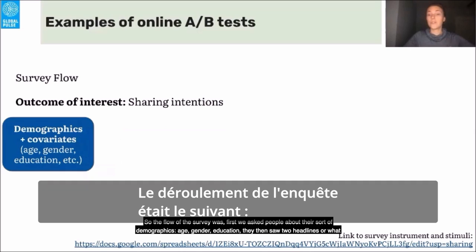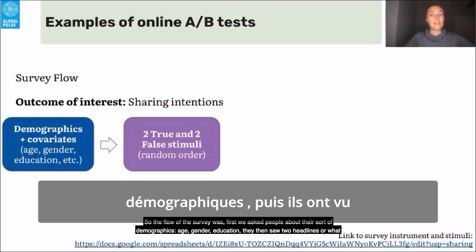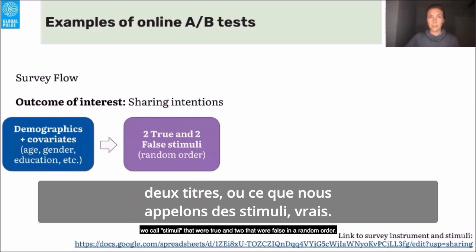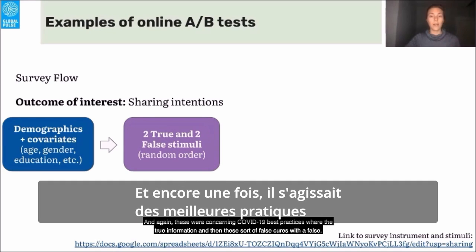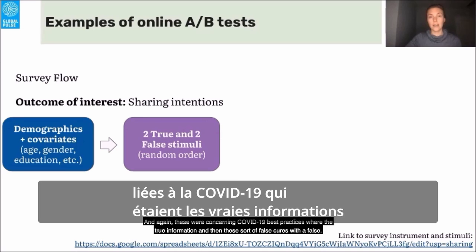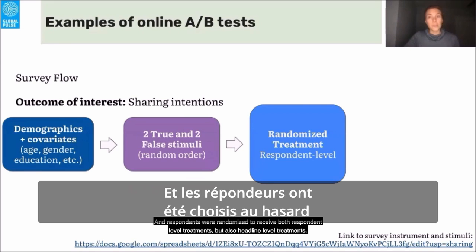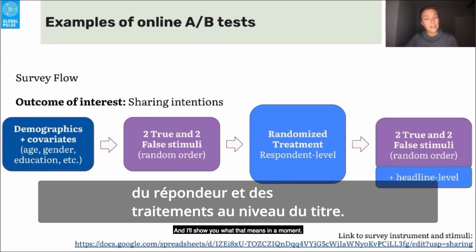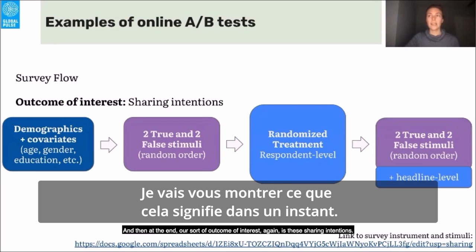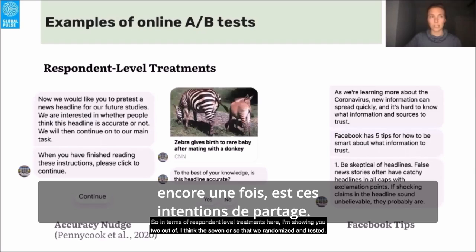So the flow of the survey was, first we asked people about their sort of demographics, age, gender, education. They then saw 2 headlines, or what we call stimuli, that were true and 2 that were false in a random order. And again, these were concerning COVID-19 best practices were the true information, and then these sort of false cures were the false. And respondents were randomized to receive both respondent level treatments, but also headline level treatments. And I'll show you what that means in a moment. And then at the end, our sort of outcome of interest again is these sharing intentions.